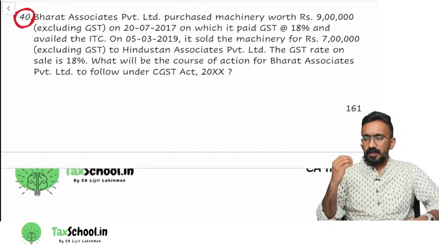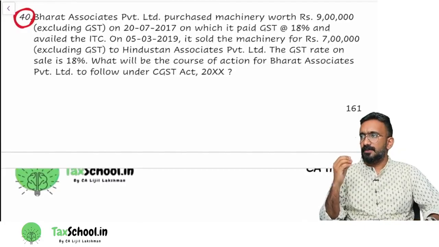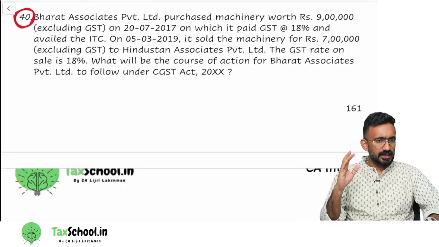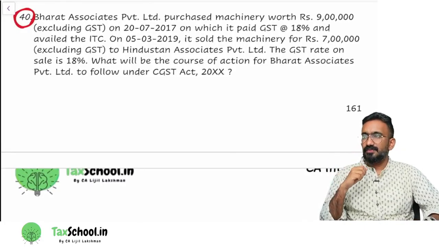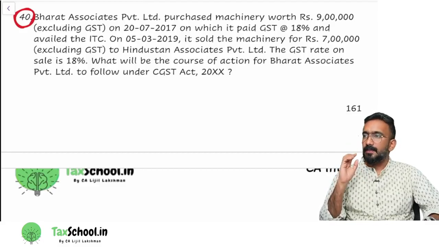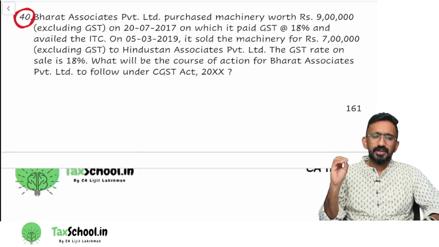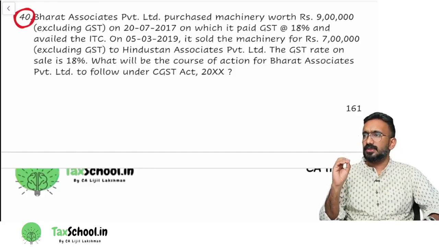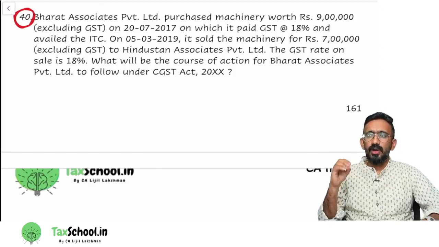Bharat Associates Private Limited purchased a machinery worth 9 lakh. Machinery is a capital goods? Yes, you purchased a machinery for 9 lakh, excluding GST on 27/2017, on which it paid GST at 18%, which means they would have taken ITC on 18% of 9 lakh and availed ITC. On 5/3/2019, it sold the machinery for 7 lakh to Hindustan Associates. The GST rate on sale is 18%. What will be the course of action for Bharat Associates to follow under CGST Act?